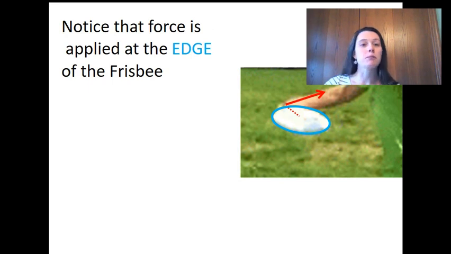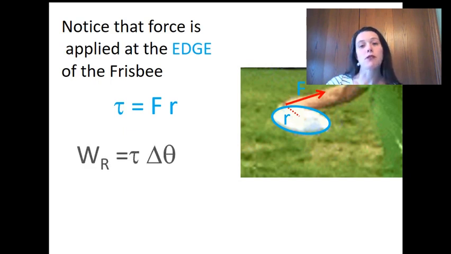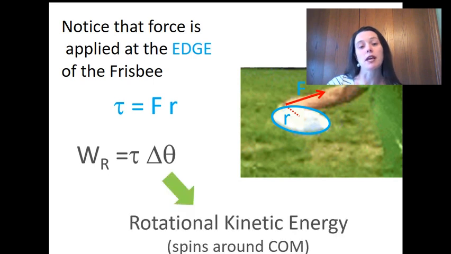Notice that the force he applies is applied to the edge of the Frisbee. That means that it has a torque. As the man throws the Frisbee, he is exerting a torque in order to rotate it. The rotational work done is equal to that torque multiplied by the angle through which the Frisbee rotates while it's in his hands. This work gives the Frisbee rotational kinetic energy.